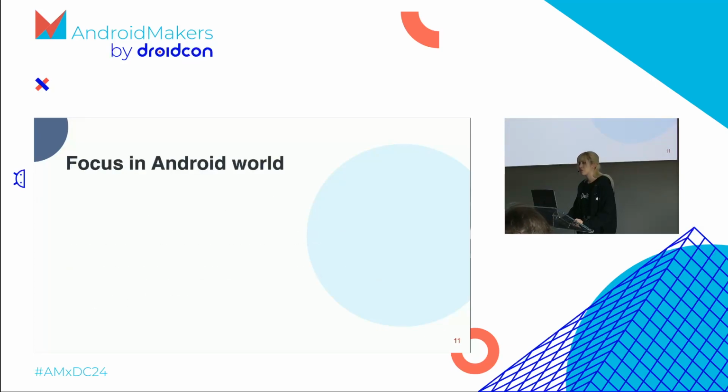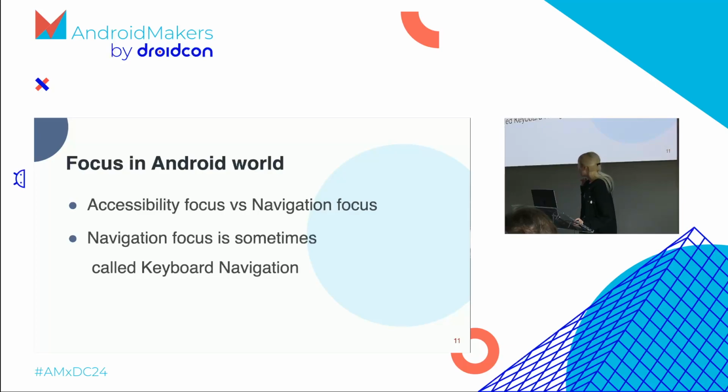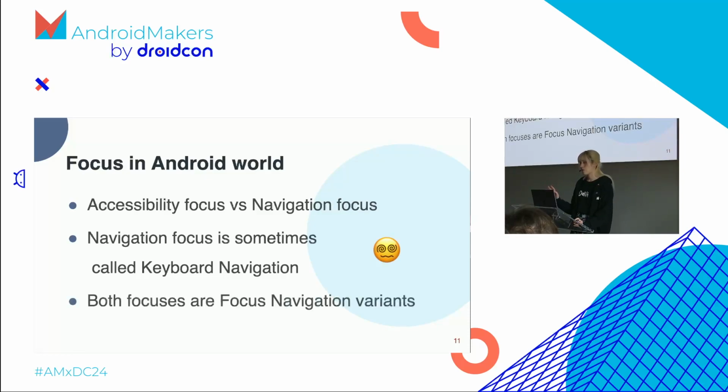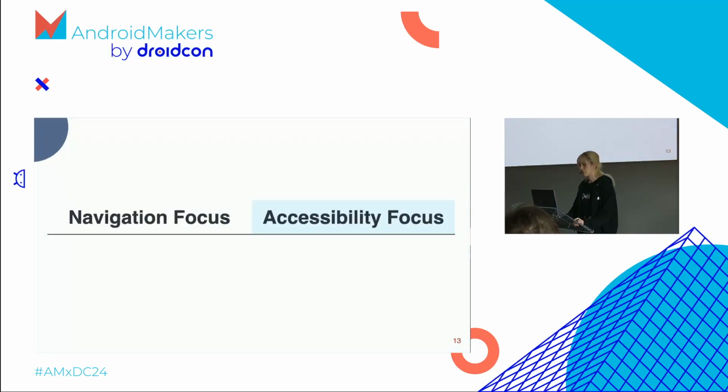And in order to do that, Android developers need to know that there are actually two different types of focuses. You have the accessibility focus and the navigation focus. And you might see the navigation focus sometimes being called keyboard navigation, which can be very confusing because actually both of those focuses are focus navigation. They are variations of the same thing because they both use a focus to move through the UI one element at a time. So why do we bother having two focuses then? That's because the target is fundamentally different. While the navigation focus is for when the user doesn't touch the screen, the accessibility focus is for when the user doesn't see the screen.